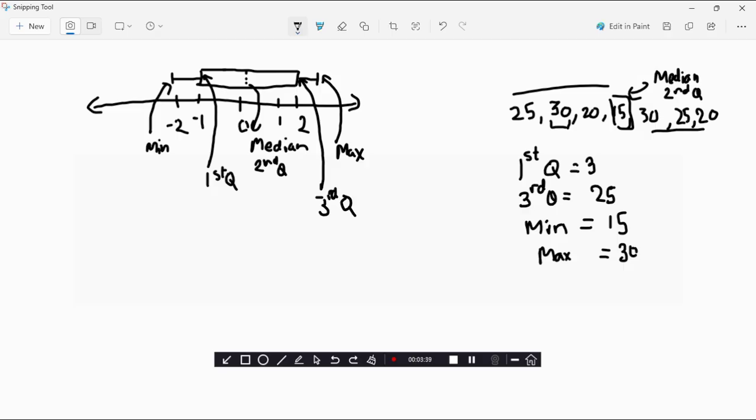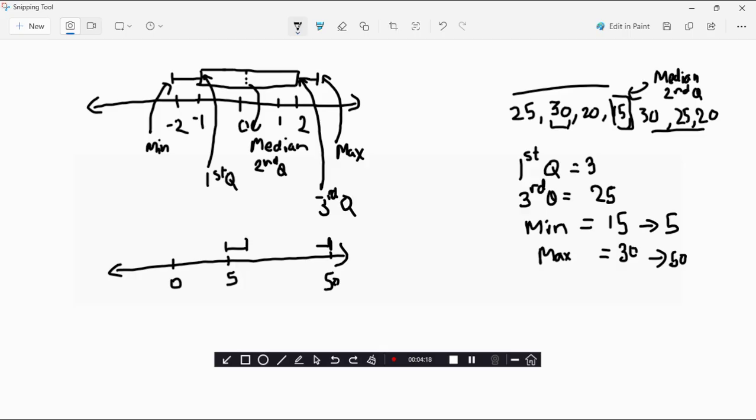Just to make things easier, if your min value was 5 and your max value was 50, it would be a whole lot easier to jot that down on a box whisker plot. So just for demonstration, we'll use 5 and 50 as our min and max. This is 5 over here, somewhere over here you have 0, and somewhere over here you have 50. Your whiskers start at 5 and end at 50.